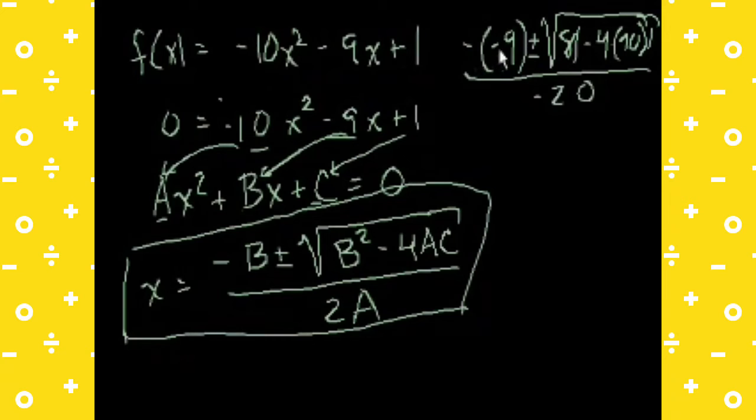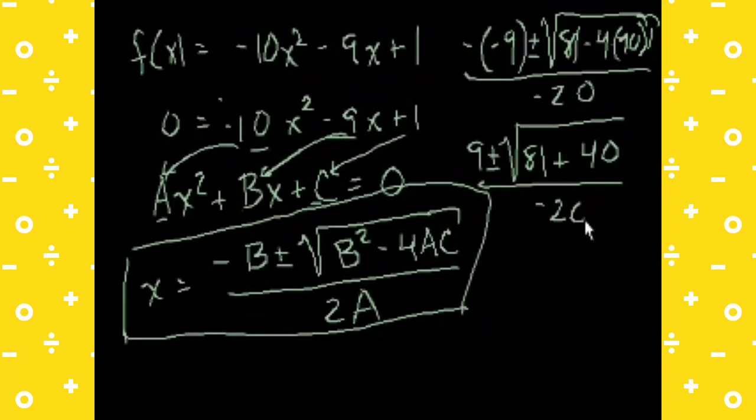So let's simplify that. Negative times negative 9, that's positive 9, plus or minus the square root of 81. We have a negative 4 times a negative 10. I know it's very messy. I really apologize for that. Times 1. So negative 4 times negative 10 is positive 40. And then we have all of that over negative 20. Well, 81 plus 40 is 121. So this is 9 plus or minus the square root of 121 over minus 20.